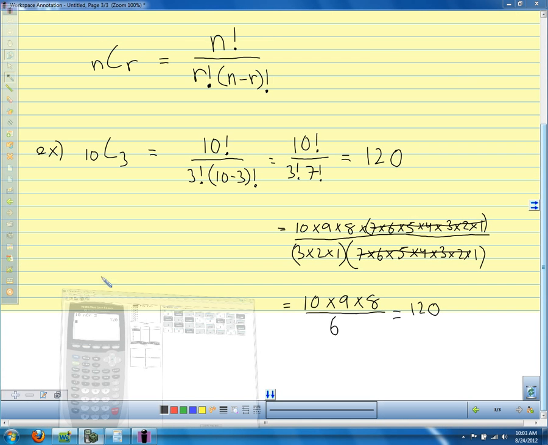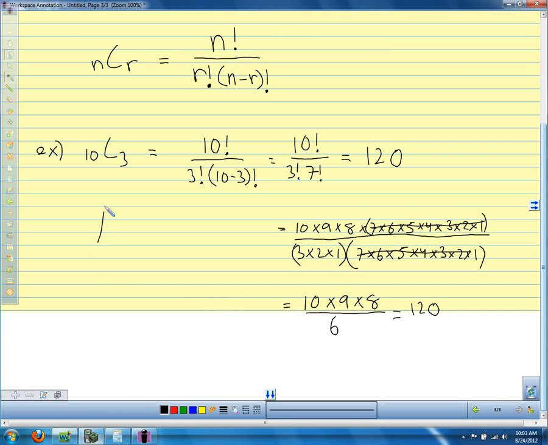The other way that we say this, that you can say this symbol, we can say 10, choose 3. So this is 10, choose 3. The combinations we can call the choose function. So 10, choose 3.